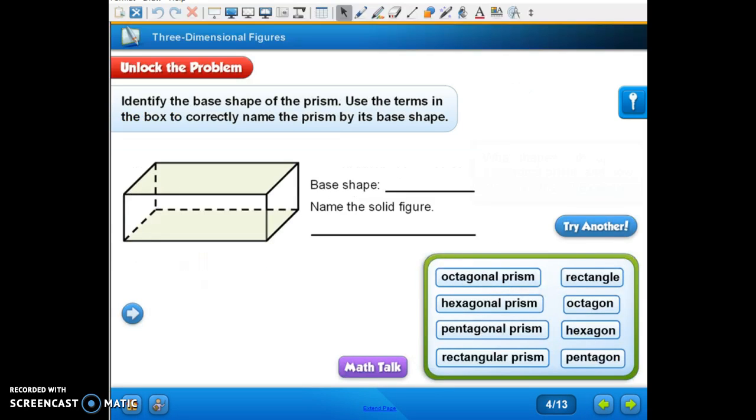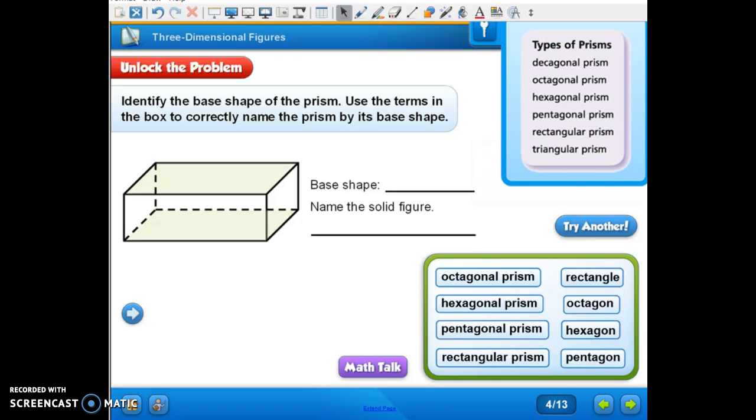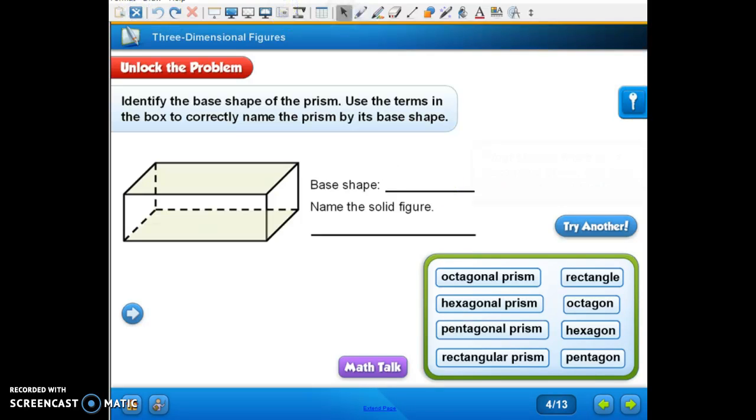Identify the base shape of the prism. Use the terms in the box to correctly name the prism by its base shape. So what is the base shape of this prism? A rectangle. So we're going to name it by its base. And so it is going to be a rectangular what? Prism.